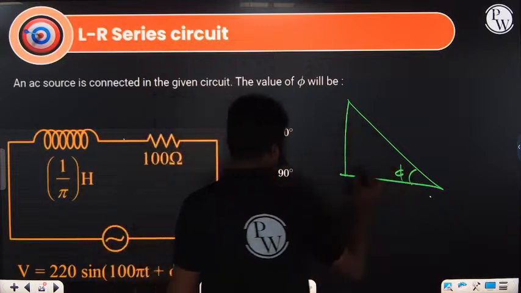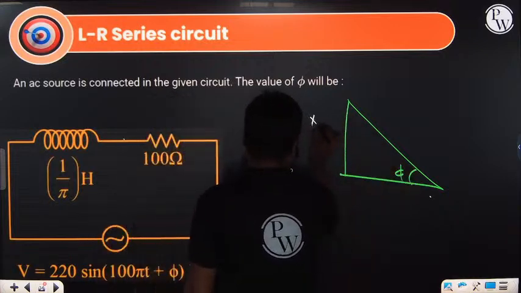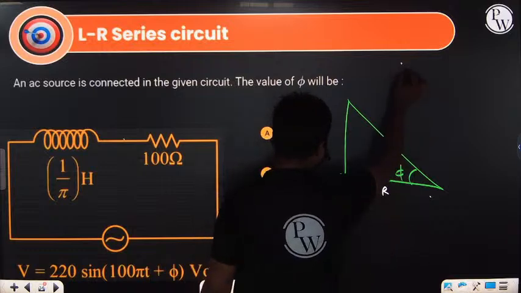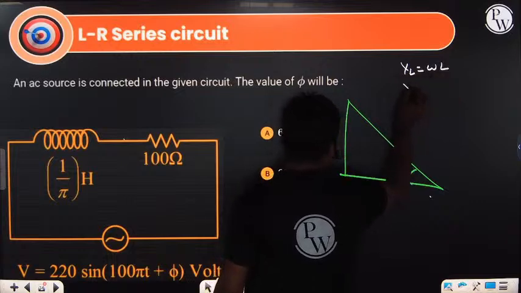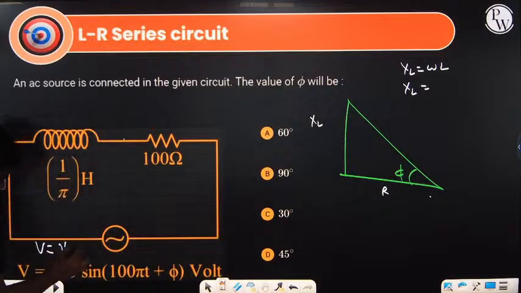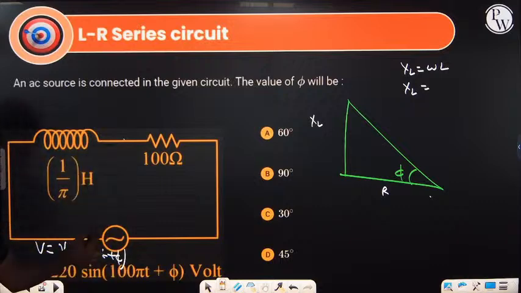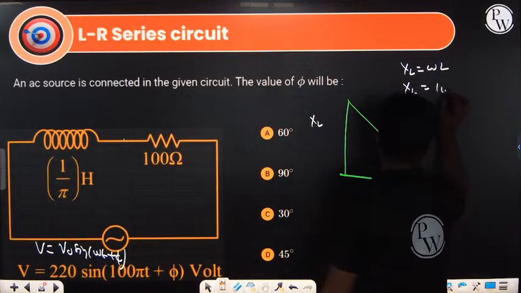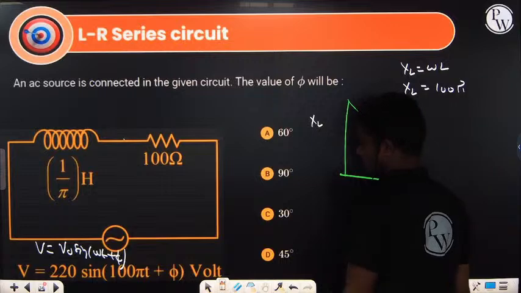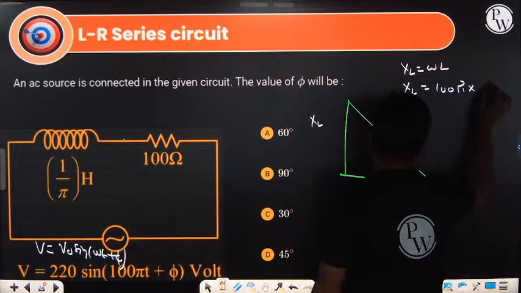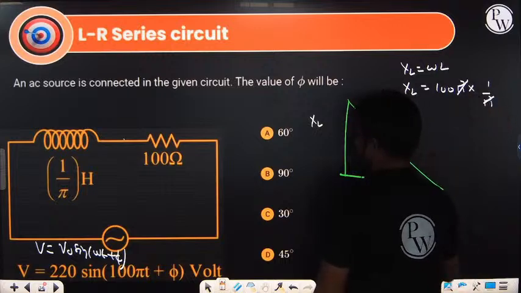So this angle is phi, this side we have XL, and this side we have R. What is XL? XL is omega times L. And what is omega? If we compare this, V equals V naught sin(omega t plus phi), so omega is 100 pi. Omega equals 100 pi multiplied by inductance. What is the inductance value? 1 by pi. Pi and pi cancel.